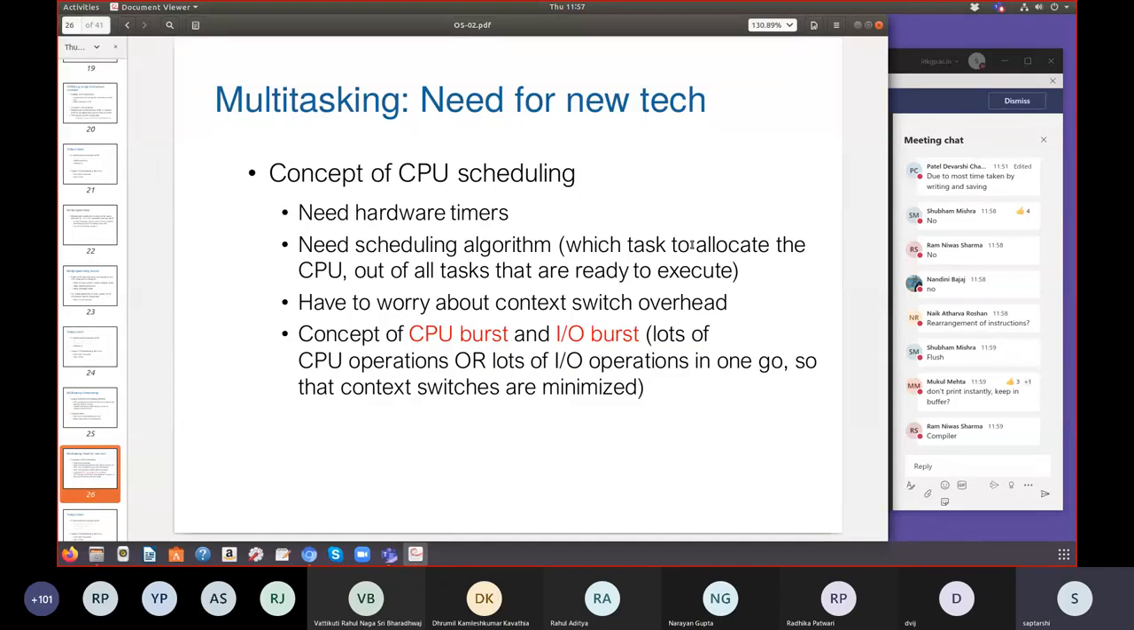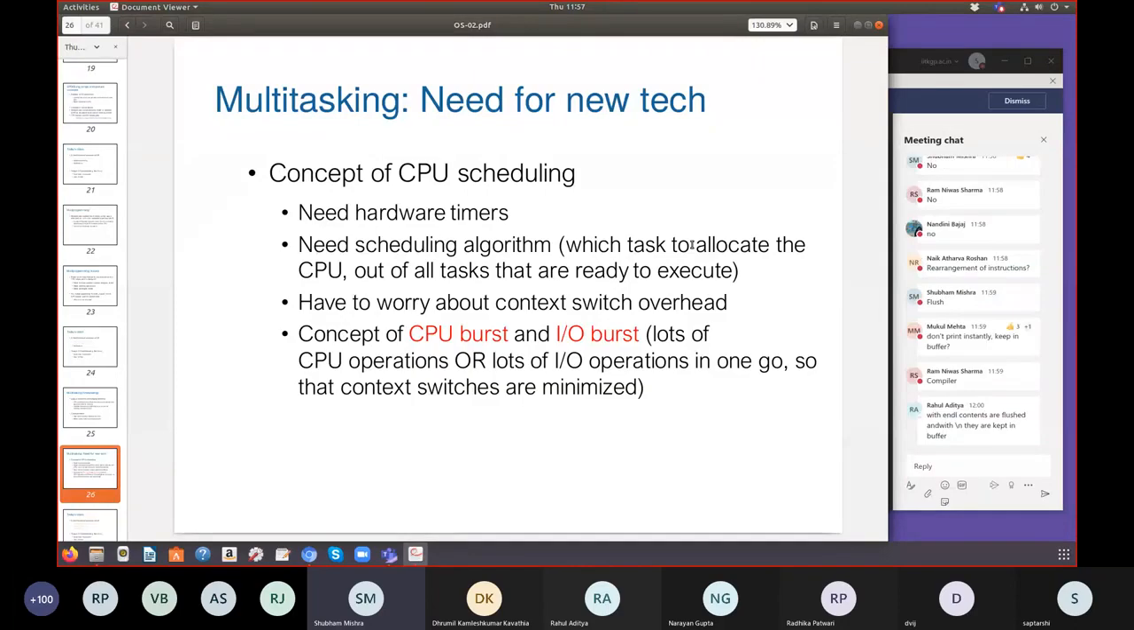Sir, as far as I know, while printing to stdout, we keep them in a buffer, and there is actually a function called fflush that flushes the buffer and prints it out on the screen. Excellent. Yes, that's exactly the case.